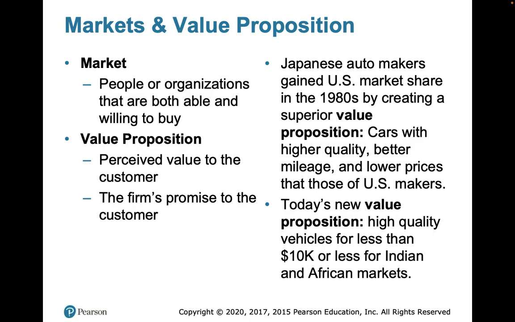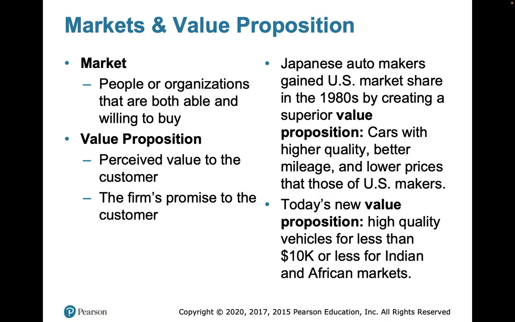Now a good example is the Japanese automakers, and how they gained the US market. Before now, the US and the European countries were the ones mostly known for automobile manufacturing, but after some time, the Japanese came out. In the 1980s, they tried to create a superior value. Now, what did they do?